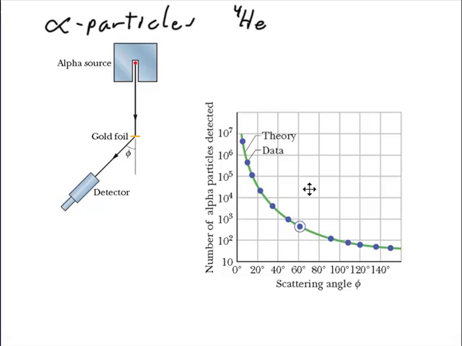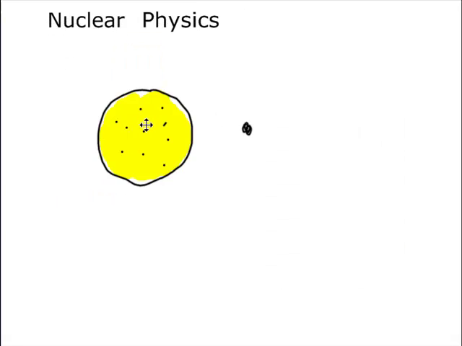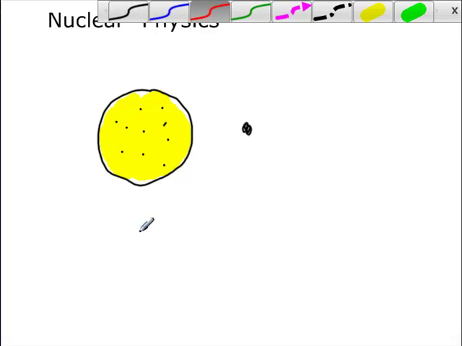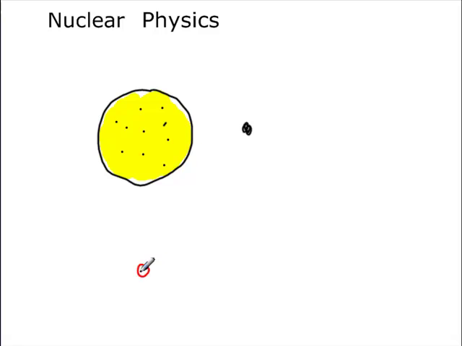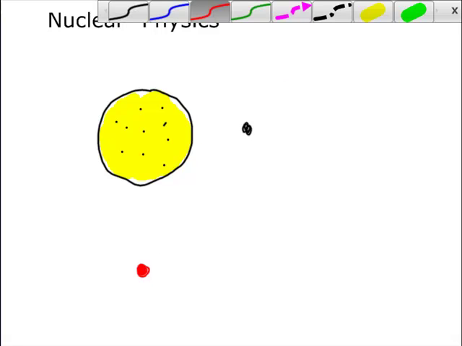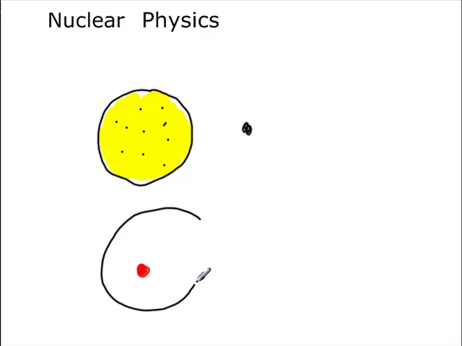The only explanation he could come up with for this, and the explanation we now consider to be correct, was that instead of all the mass being evenly distributed throughout the atom, most of the mass and all of the positive charge had to be concentrated down in a very small region, with the electrons orbiting around the outside.